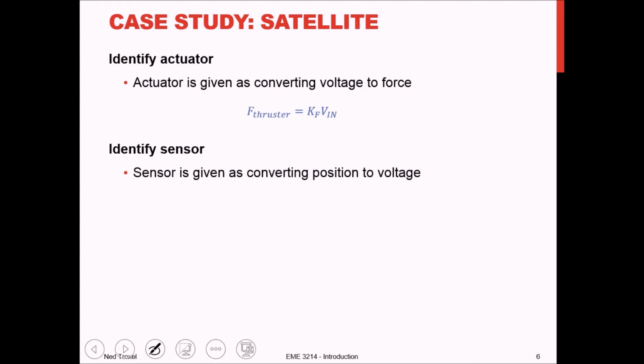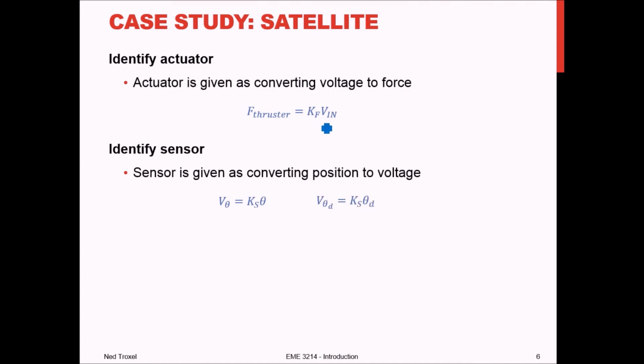So how does this actuator work? That's something we'd have to figure out. So here's the thruster force. We basically give the thruster a voltage command, or a voltage input, and it generates a force, with a constant kF. And we have a sensor, and the sensor is going to take a position and give us a voltage.